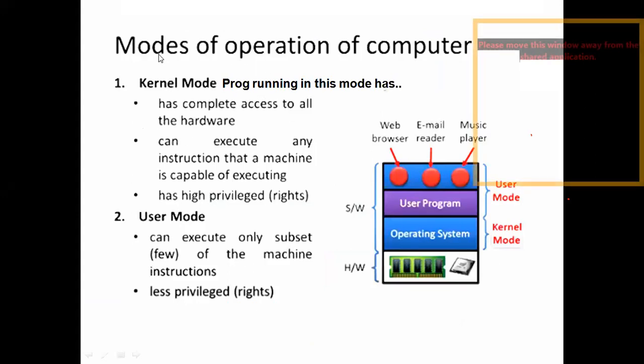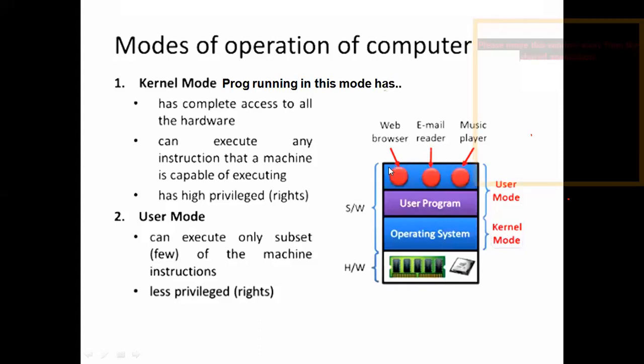So next is the mode of operation of the computer. For that, we have the same figure here. We have two modes of operation of a computer. One we call the user mode, and the second mode is the kernel mode. I repeat, the modes of operation of a computer are basically two: the user mode and the kernel mode.